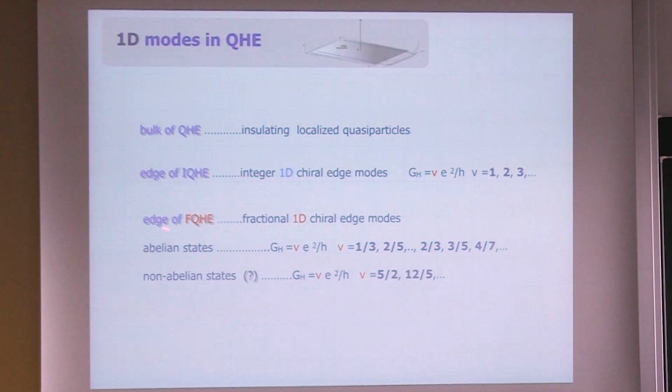Similarly, for fractional quantum Hall state, we have 1D chiral edge modes, but the conductance of these chiral edge modes is fractional, and mostly they are odd denominator fractions. As you can see, it's 1/3, 2/5, 2/3, 3/5. And there are some non-abelian states, one of them is 5/2, which is even denominator, and one time very celebrated because it was said to have Majorana fermion, and this is where we are heading eventually. Okay, so bear with me.